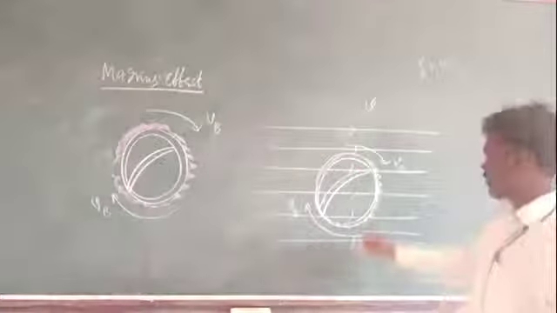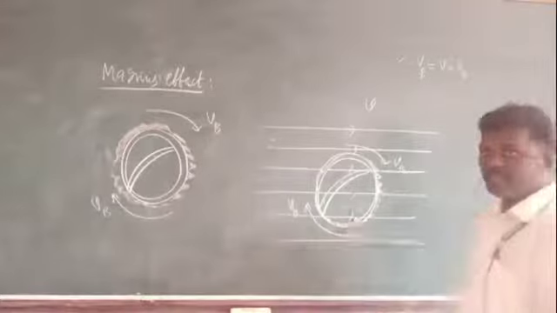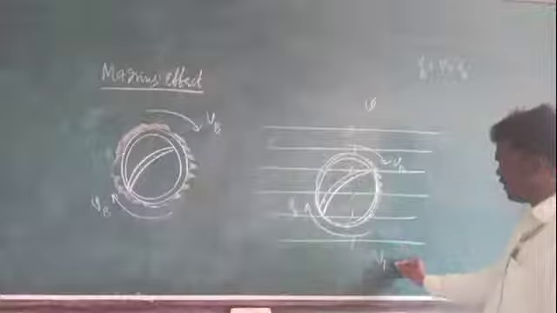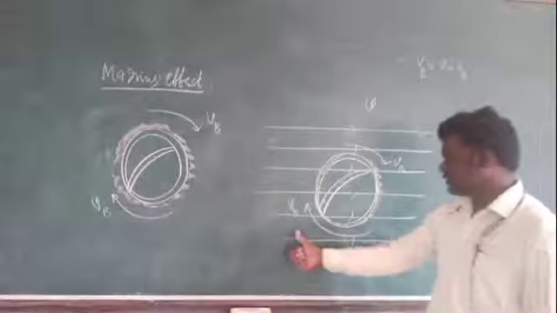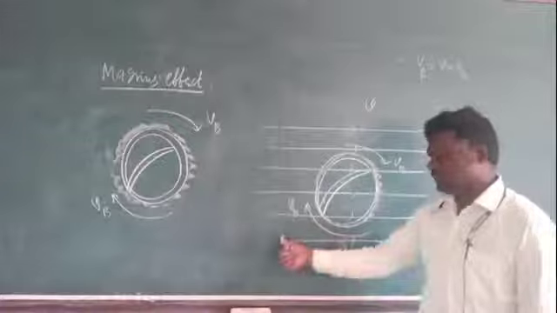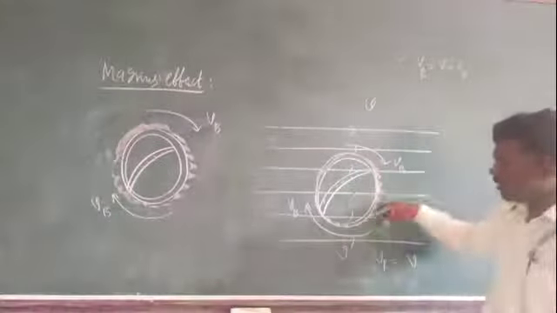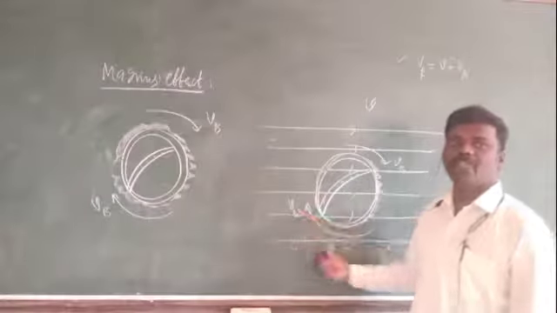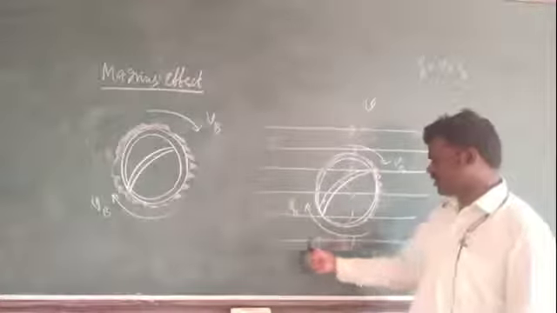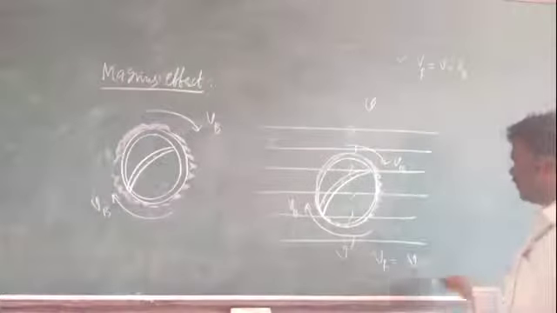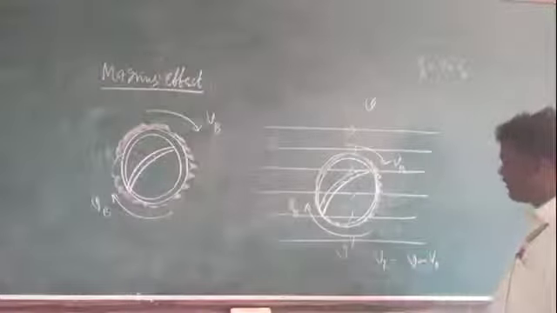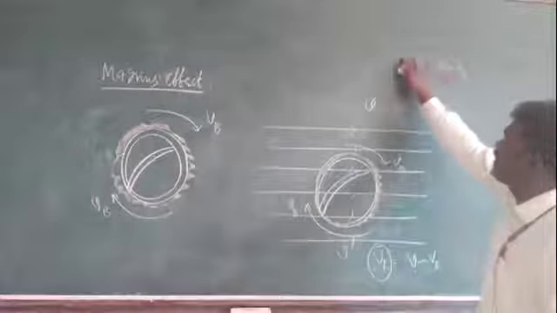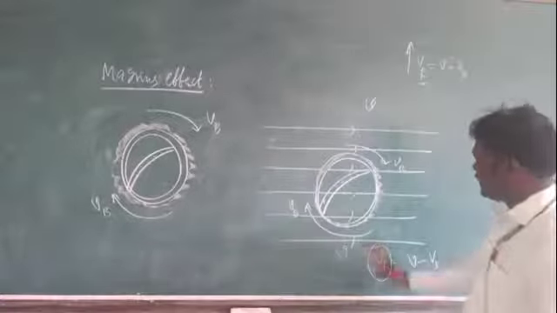Now take the bottom. At the bottom, the resultant velocity is equal to the velocity of the stream, which is moving horizontally with velocity V. At the bottom, the ball is moving with velocity VB, which is opposite to the stream flow. So the resultant is V minus VB. Here the resultant velocity is less, and here the resultant velocity is more.